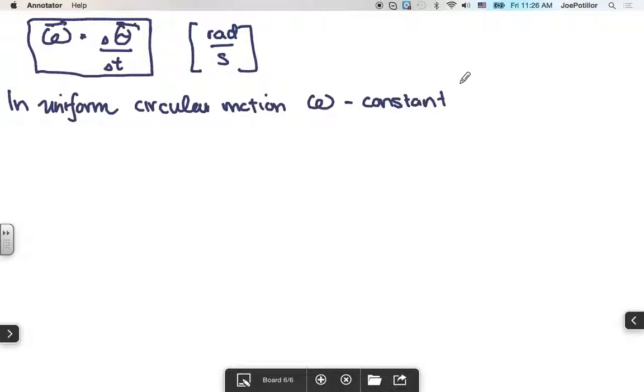Now, something to keep in mind. The concept makes sense. In uniform circular motion, the angular velocity has to be constant. Why? Because you're changing the same angle in the same time throughout the motion.